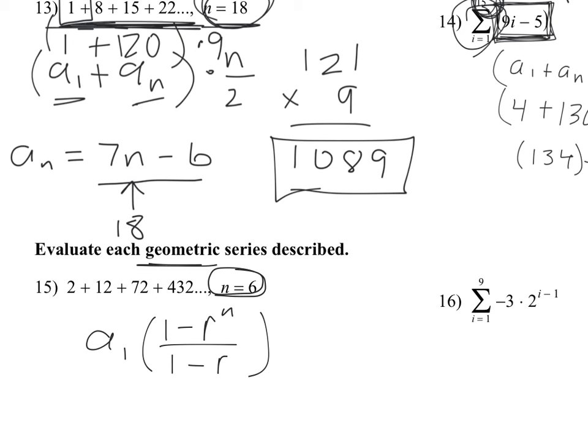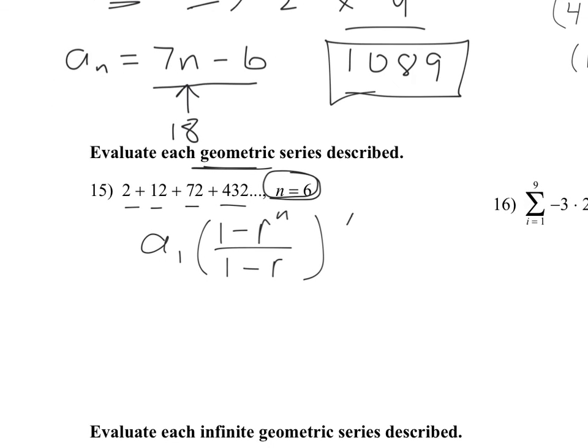And if you consider 2 plus 12 plus 72 plus 432, we only need 2 more terms, and it looks like the common ratio, if this is geometric, is multiplying by 6. So if we were to simply find the next 2 terms, you could just add a list of numbers together rather than trying to use a formula. That might be a little more useful here. However, I'll show you how the formula works.